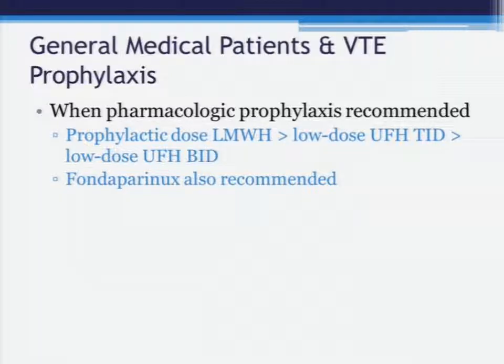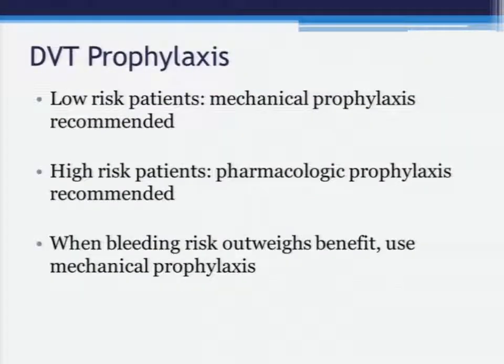So general medical patients and VTE prophylaxis, what do we use? Pharmacologic prophylaxis is ultimately recommended, although we know that if you have a patient who has a GI bleed or something along the bleeding lines, we're not going to use pharmacologic prophylaxis, but that is best if you can use it and it's safe. And the prophylactic dose of Lovenox, I'll say, is 40 milligrams per day, or 30 milligrams per day if you have a smaller, frail person. It is preferred over unfractionated heparin TID, which is preferred over unfractionated heparin BID. Fondaparinux is also fine. If your patient has a history of HIT, that's what you would be using.